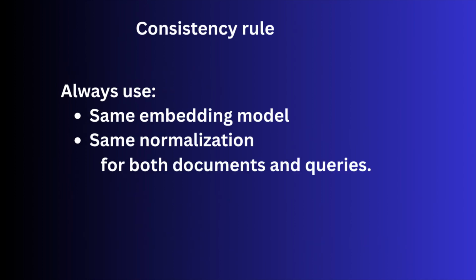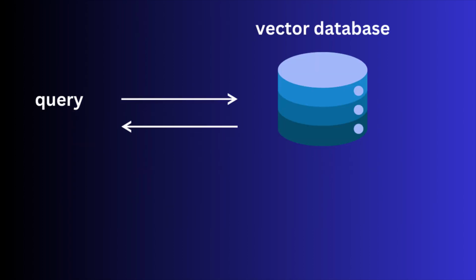Consistency rule: the same embedding model should be used for both documents and user queries. Same embedding model and same normalization. So basically you should use the same embedding model for the user's query and for the document embedding. Once the data is saved in the vector database, we can retrieve that data.